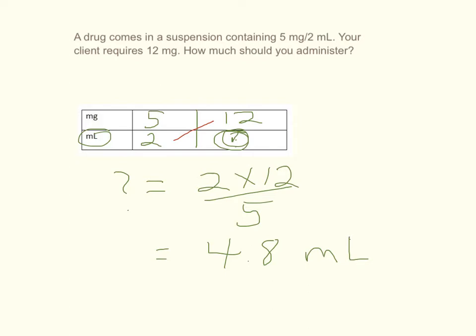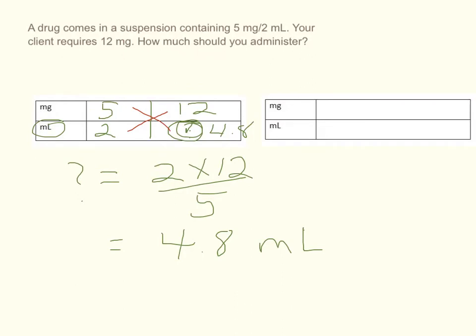If I put my 4.8 in this box, then my check is going to be, does 2 times 12 equal 5 times 4.8? So 2 times 12 is 24, 5 times 4.8 is also 24, so I'm confident that my answer is correct.